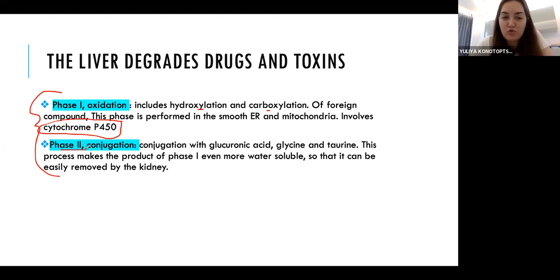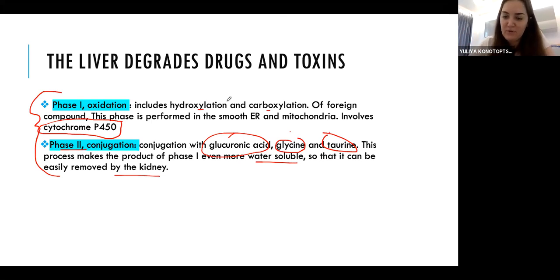Now, phase two is conjugation. You're adding glucuronic acid or glycine or taurine. These are the amino acids, right? You're adding one of these substances to the toxin that you're trying to get rid of. By adding one of these substances, you're making your product more water soluble. If it is more water soluble, the kidney will remove it. It can easily diffuse through the filtration slits and your kidney will just get rid of it.